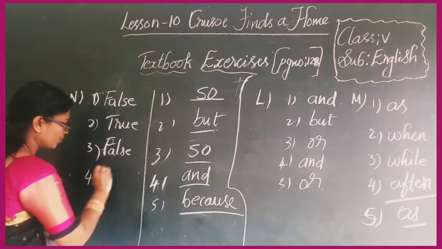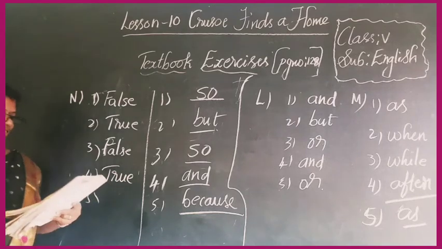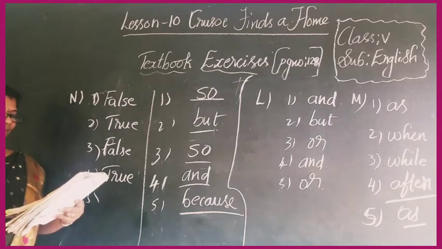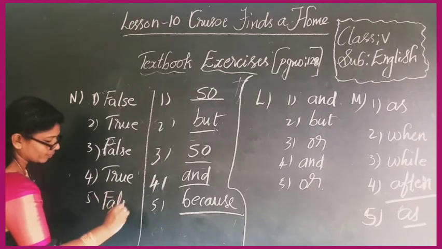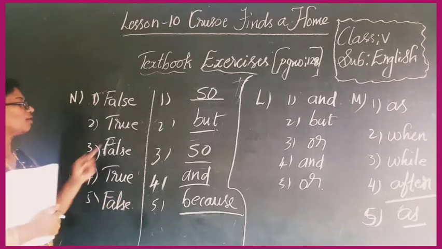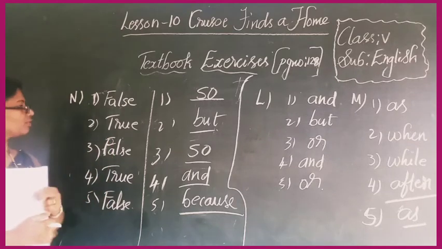It's true. And the last one, the fifth one, is Friday fenced the land for planting corn. It's false. It's Crusoe. Okay. First one false, second one true, third one false, fourth one true, fifth one false.